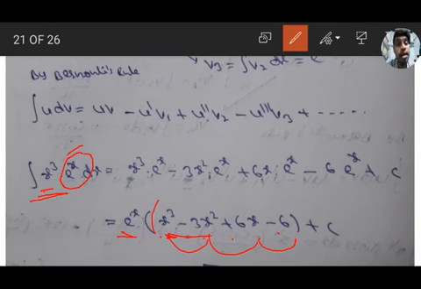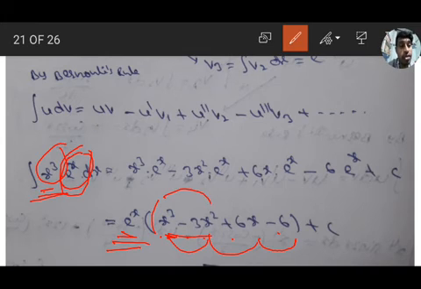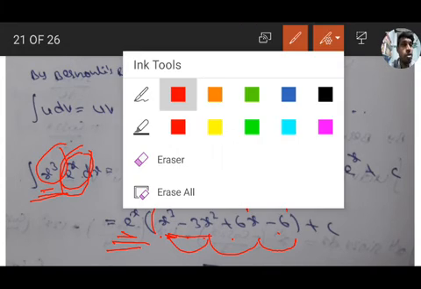This only works if it contains only e to the power of x, not e to the power of 5x, e to the power of 3x, or e to the power of 2x. Only e to the power of x, then the direct answer is e to the power of x into x cube, its derivative 3x square, 3x square derivative 6x, 6x derivative 6, alternating positive and negative. I get the answer.